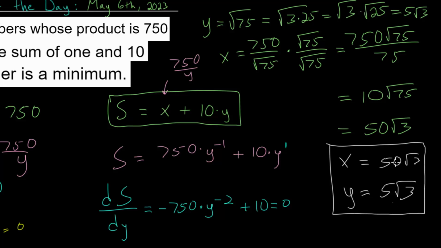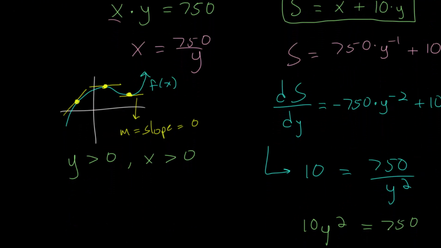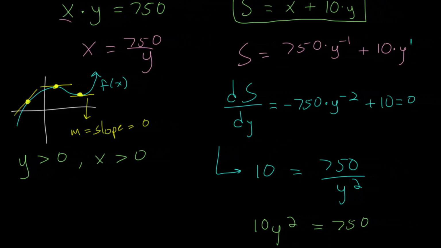And we could test it. If we multiply these together, we will get back 750. But to determine if this is truly a minimum value, we need to go one step further. And often, this is the step that students will neglect when optimizing. And if we remember our quick sketch here of f of x, we did find one value when we set the derivative equal to 0. We found that y was that square root of 75.